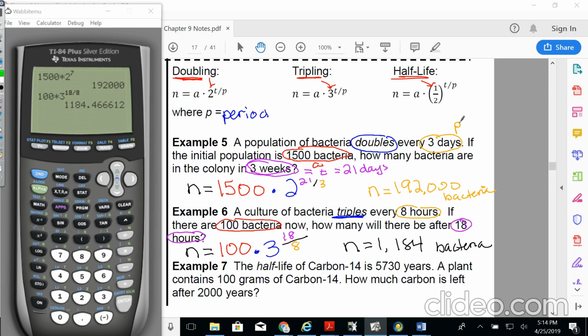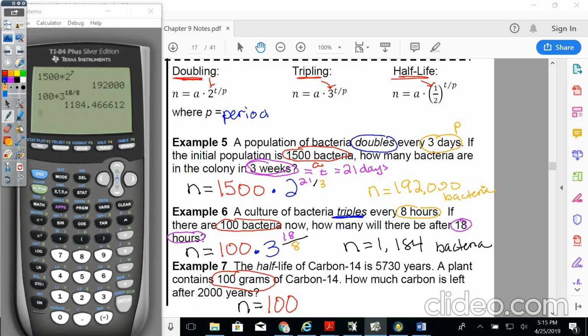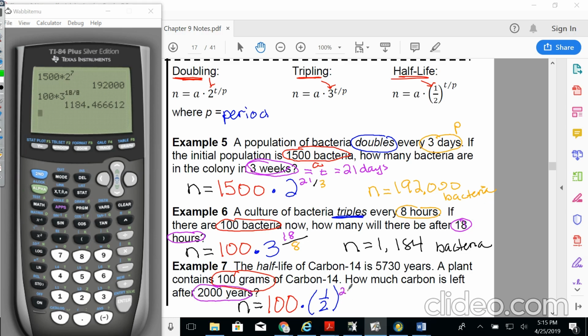So because it says half, I know I'm going to use this one. N equals, how much did I start with? So I started with 100 grams. So 100 goes here. And we're talking about half-life. So half. And the exponent, the time that I want, is 2,000 years. So we do 2,000 divided by the period, which is 5,730.